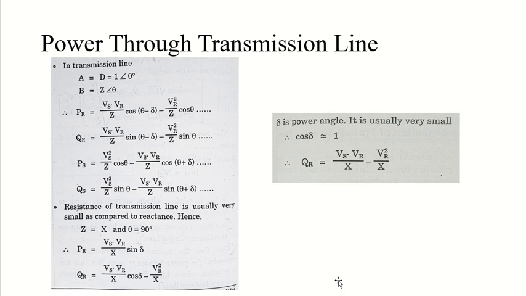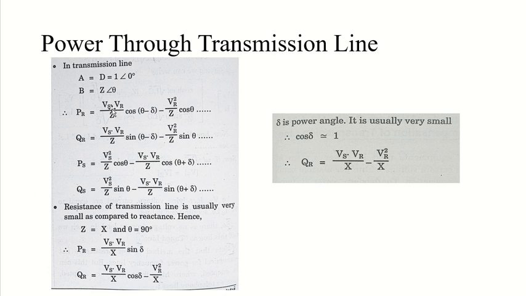So that's what we derived. And again, remember, in the transmission lines, the value of A and D will be the same, which will be 1 angle 0. The value of B will be Z impedance angle theta. And by taking that, we can represent the values of our PR, QR, PS and QS, the values of sending end active and reactive power, and the values of receiving end active and reactive power by the equations shown here.